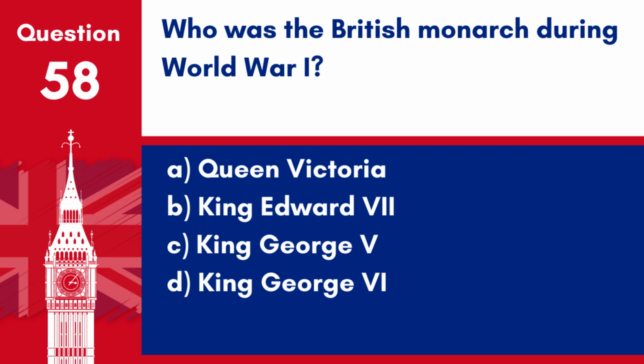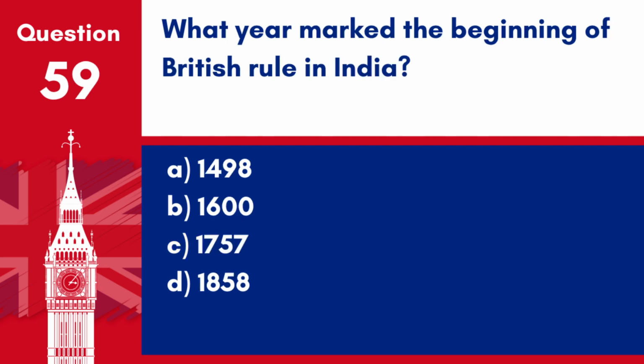Answer C. King George V. King George V was the British monarch during World War I, which lasted from 1914 to 1918. Question 59. What year marked the beginning of British rule in India? A. 1498, B. 1600, C. 1757, D. 1858.